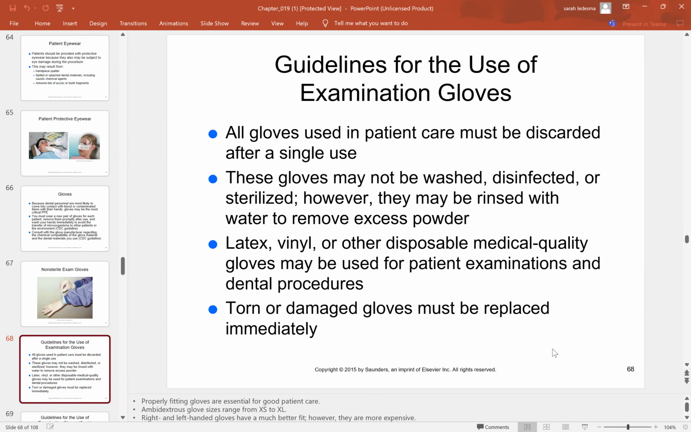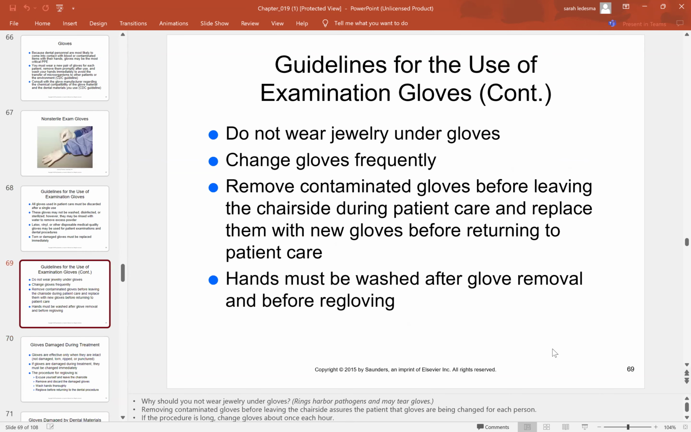All gloves used in patient care must be discarded after single use. These gloves may not be washed, disinfected, or sterilized. Latex, vinyl, or other disposable medical quality gloves may be used for patient examinations. Torn or damaged gloves must be replaced immediately. Do not wear jewelry under gloves.